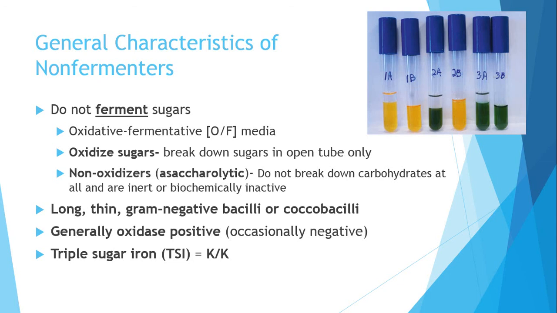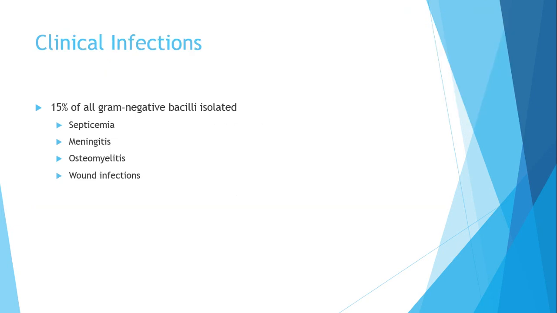When we do a gram stain, they can be long, thin, gram-negative bacilli or coccobacilli. They're generally oxidase positive, but keep in mind some of these that we're going to talk about can be negative as well. And then on your triple sugar iron agar, we'll see K over K reactions.